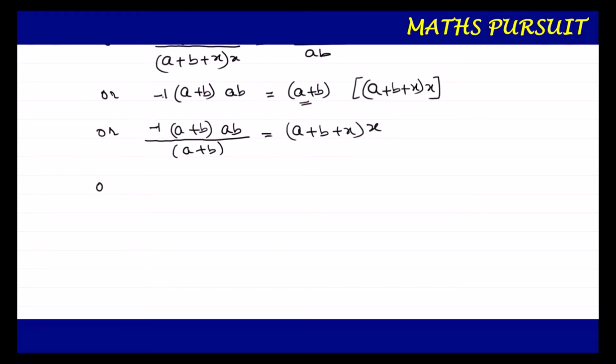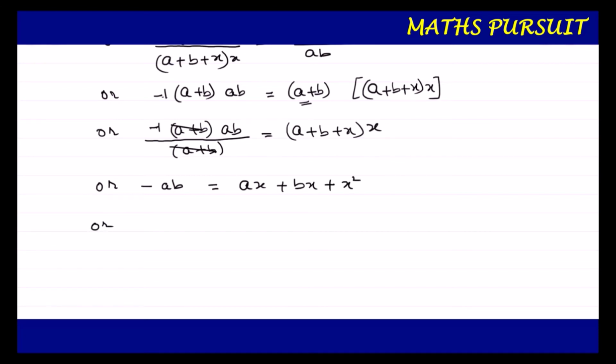Or I can write this one as a plus b in the numerator as well as in the denominator, it cancels out. I'm left with minus 1 into ab, which is minus ab, because minus 1 into ab is minus ab, is equal to multiplying x with what we have, ax plus bx plus x to the power 2.